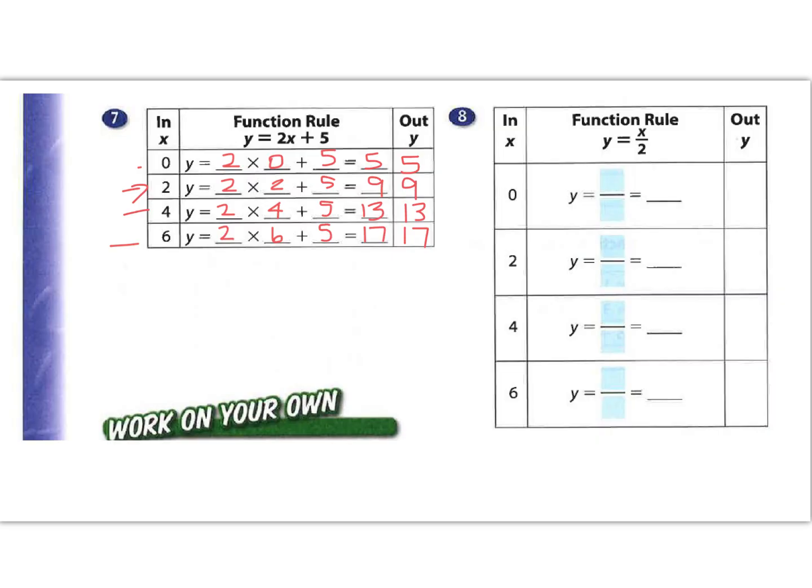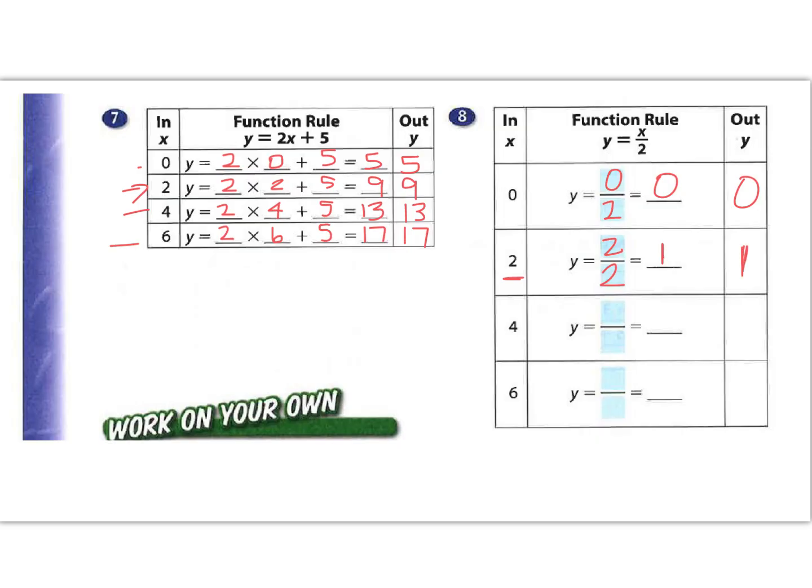Okay, this last one looks a little different. The function rule is y equals x over 2, which means divided by. So x divided by 2. So let's write those in. This one, 0. 0 divided by 2 is 0. Our output is 0. The next one, the x is 2, so 2 divided by 2 equals 1.